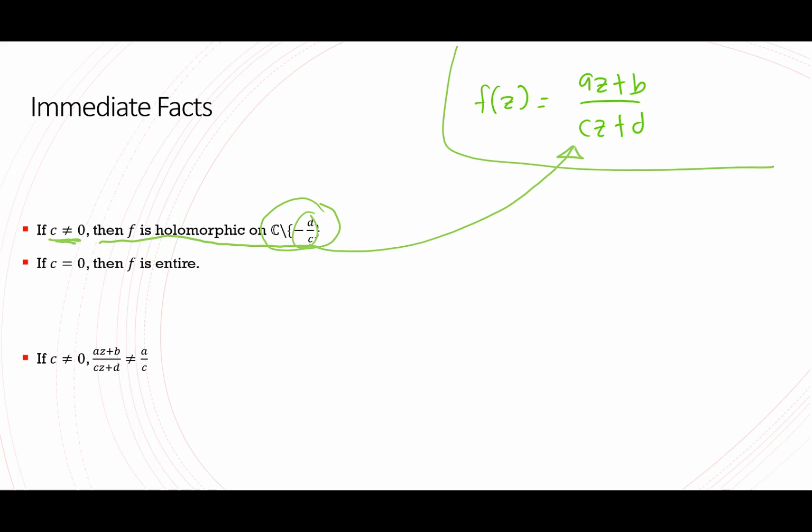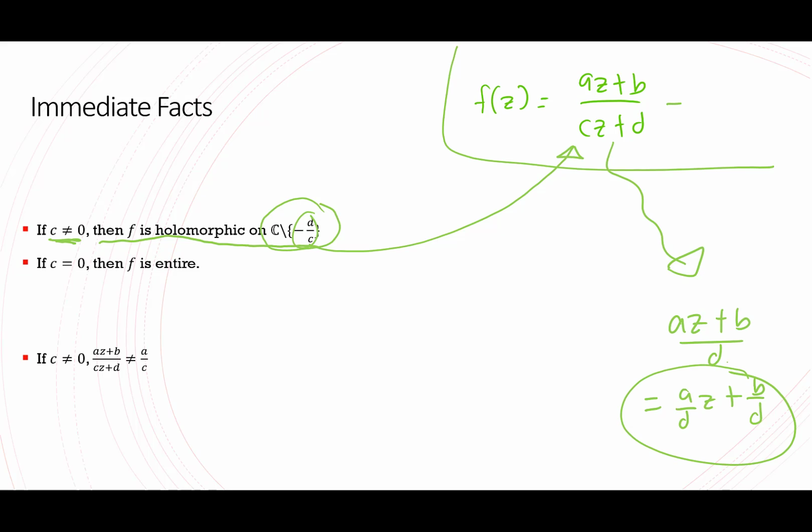Okay. Now, if c is equal to 0, then our function basically becomes (az + b)/d, which is (a/d)z + b/d. So if c is equal to 0, we just have a linear function here. So, of course, that's going to be entire, meaning it's differentiable on all of C. And its domain is all of C, so we actually get a really nice case there. And lastly, if c is not equal to 0, so we're back in the first case, then the quantity (az + b)/(cz + d) is never equal to a/c.